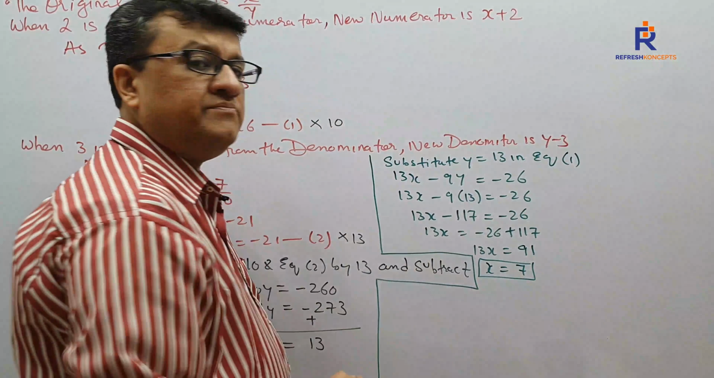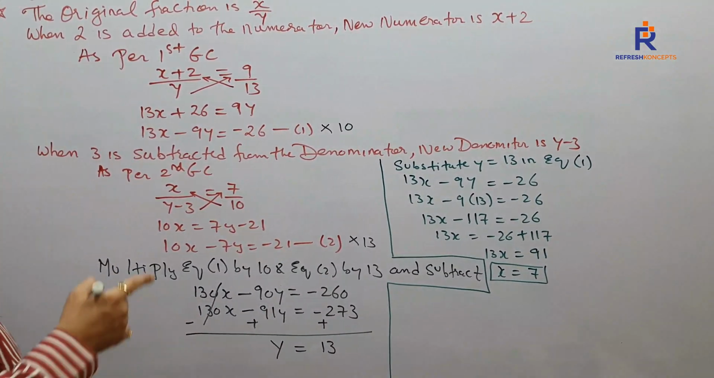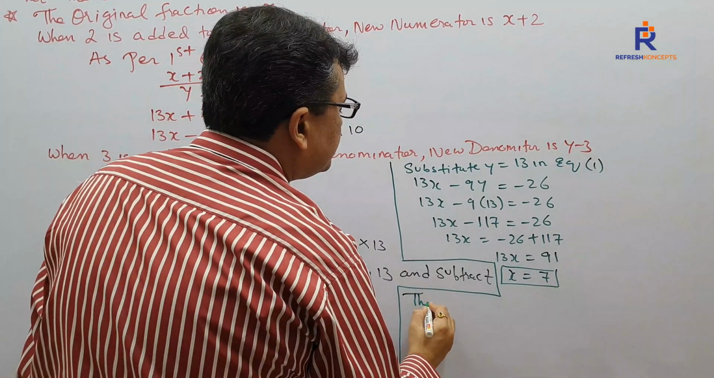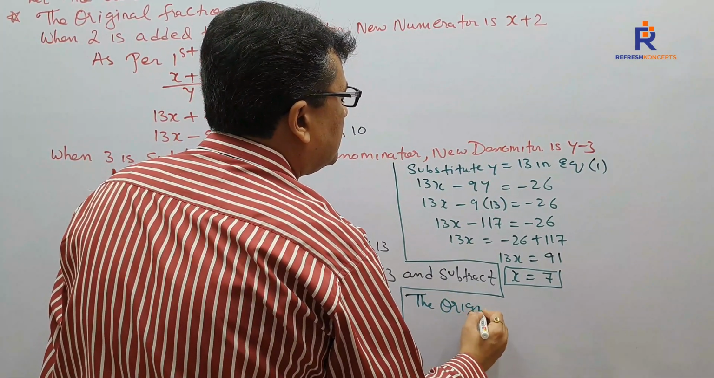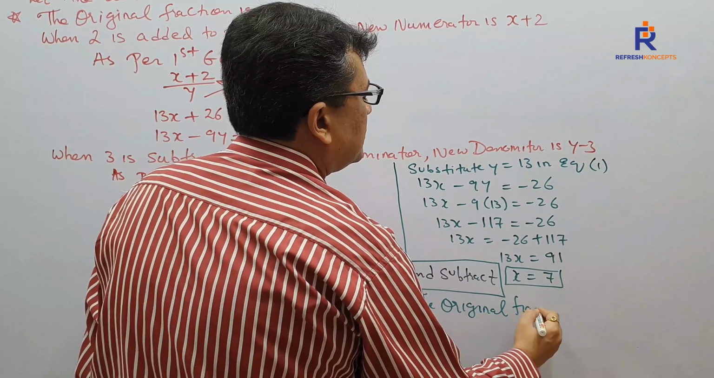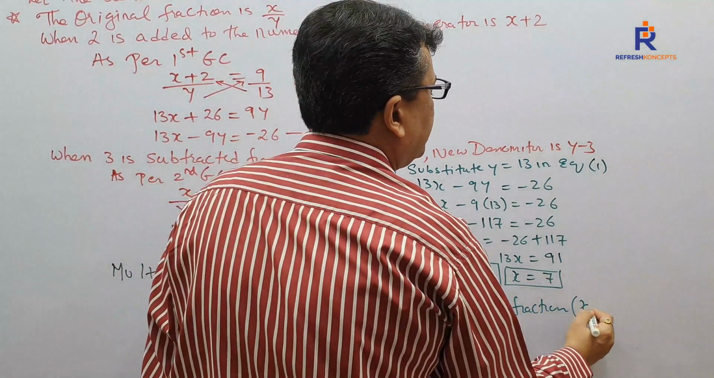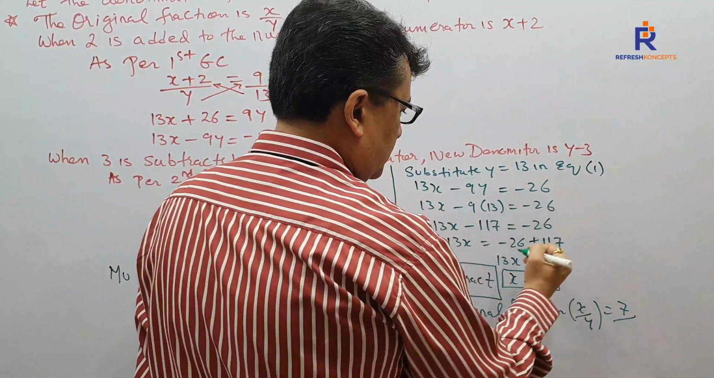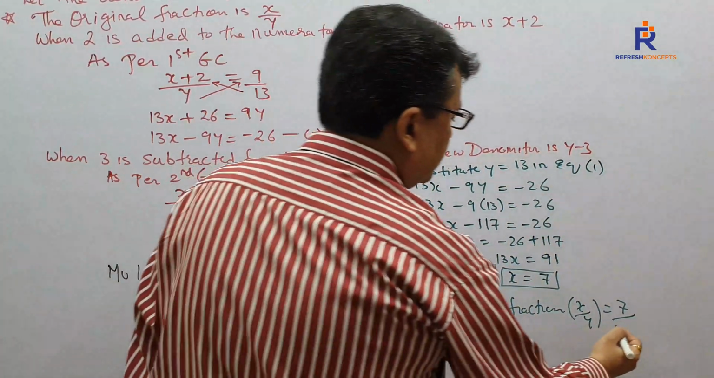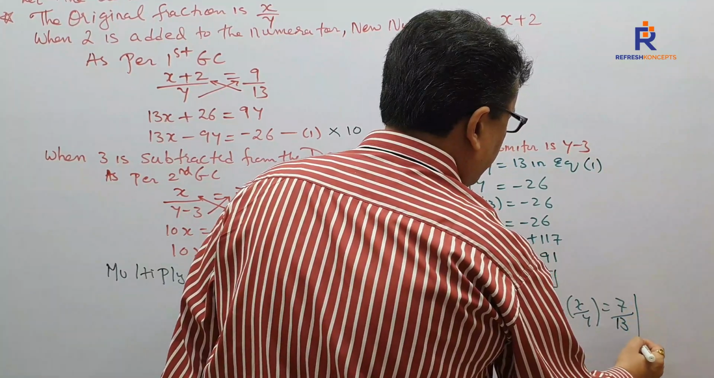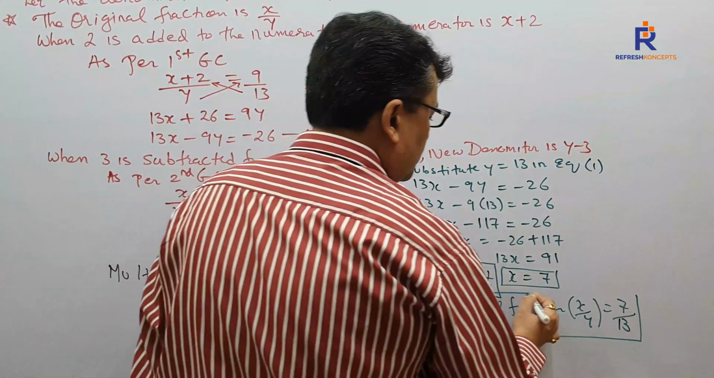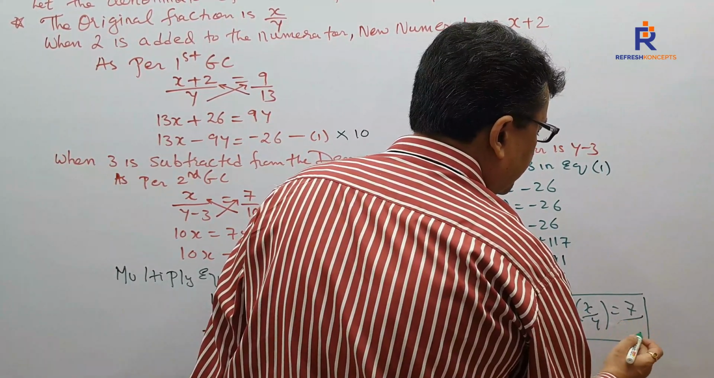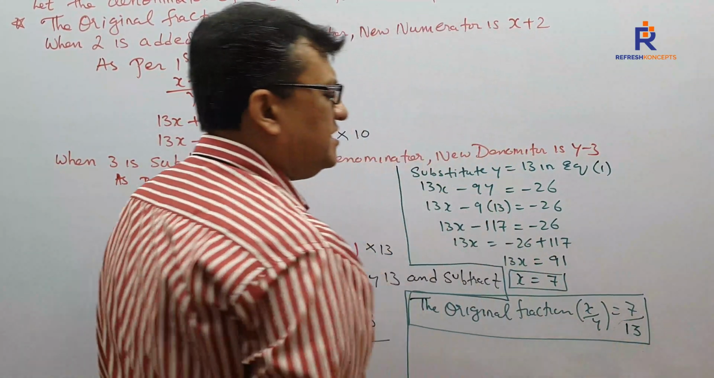Are we done with our sum? Indeed not. Why? The third line is the final answer. The original fraction happens to be x by y, x being 7, y being, what is the value of y we got? y being 13. The original fraction is x by y, x being 7, y being 13. So my final answer is 7 upon 13.